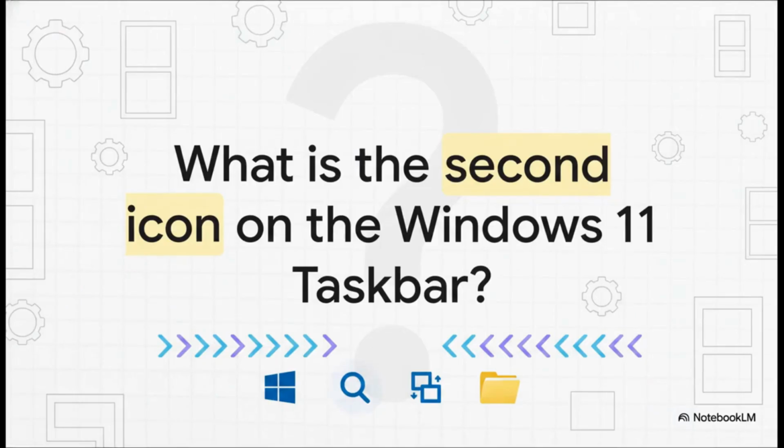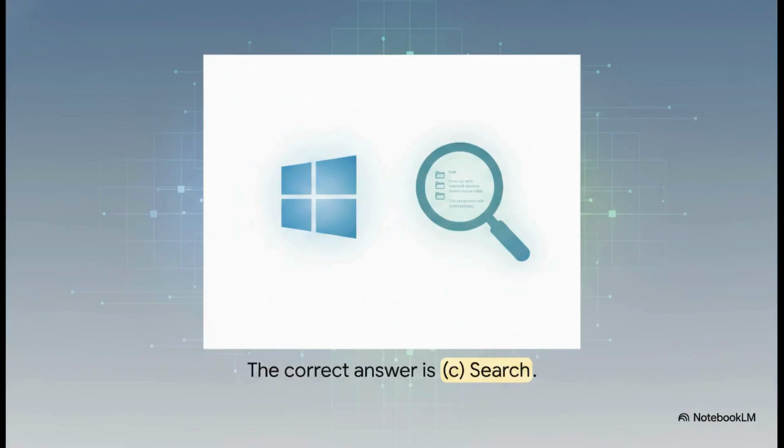Okay, question 2. What is the second icon located on the new Windows 11 taskbar? Is it the Start menu, Task View, Search, or File Explorer? Picture that centered tool belt in your head, reading from left to right. Yup, it's Search. The Start menu is dead center at number 1, and the Search magnifying glass is sitting right there next to it at number 2.